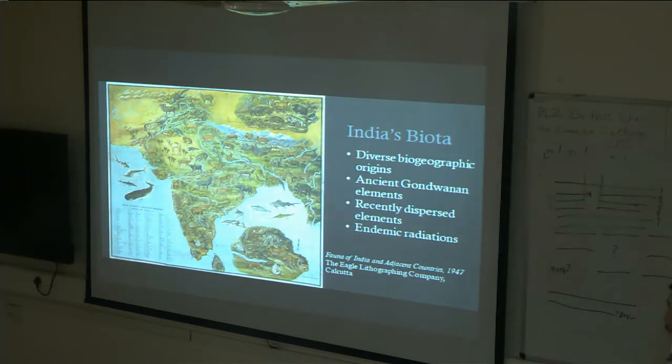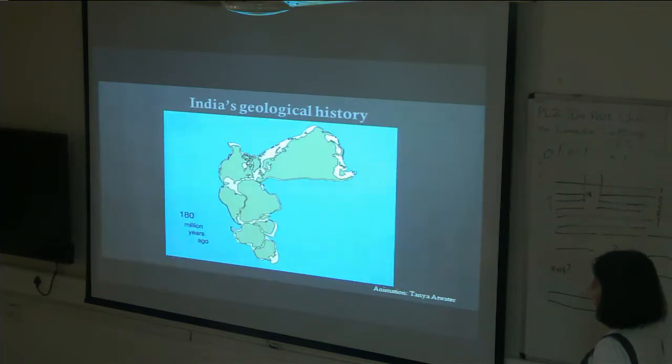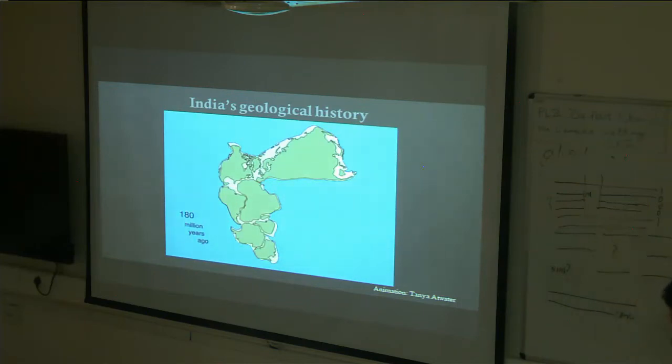Some of them are ancient Gondwanan lineages which have persisted on our landmass, and we also have recently dispersed elements which have come in from multiple landmasses, from Africa and from Southeast Asia. We also have endemic radiations, within the Indian landmass. And a brief recap of India's geological history.